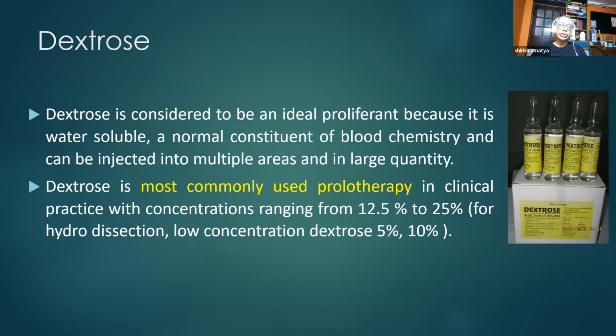And dextrose is considered to be an ideal proliferant because, first of all, it is water soluble. Second of all, it is a normal constituent of the blood chemistry. And thirdly, it can be injected in multiple areas and in large quantity, unlike corticosteroids.